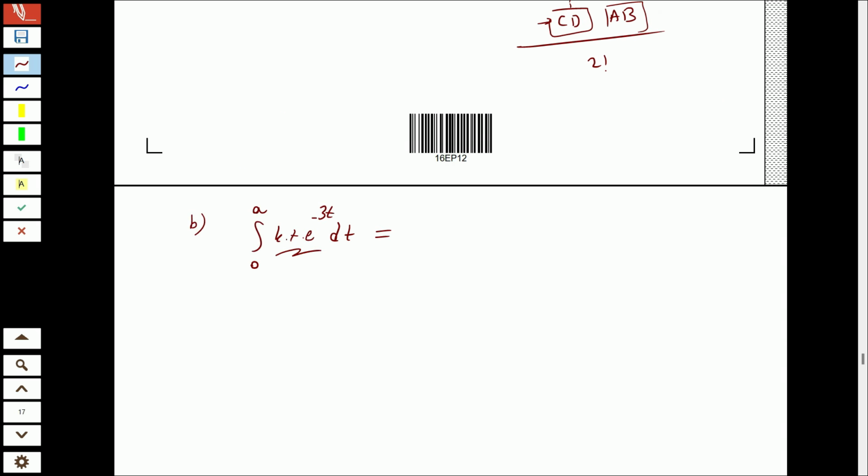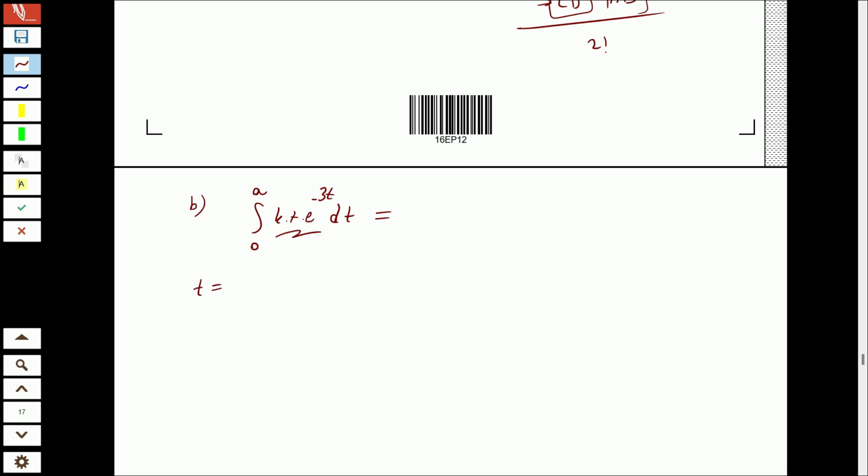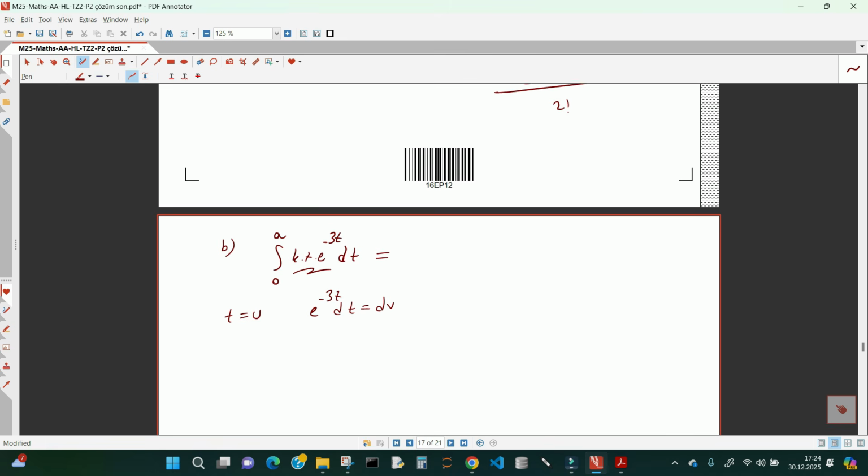As you see from here, if we assume that t equals u and e to the power of minus 3t dt equals dv, it is integration by parts.